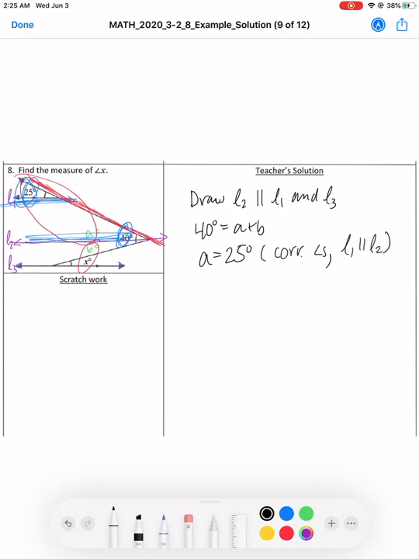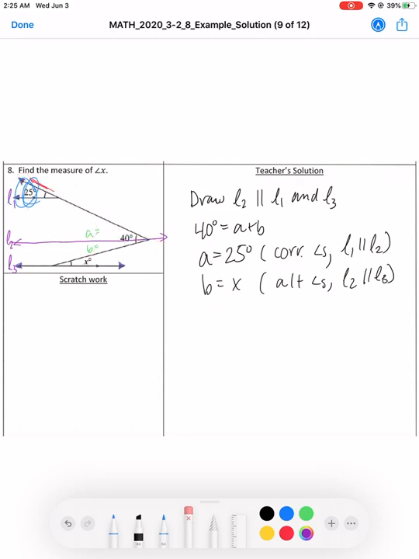Now B and X are related. B is equal to X because they are alternate angles. Line 2 parallel to line 3. Okay. Now alternate angles are on opposite sides of the transversal, and okay, so notice that these are the parallel lines here. Relationship between B and X, right here.